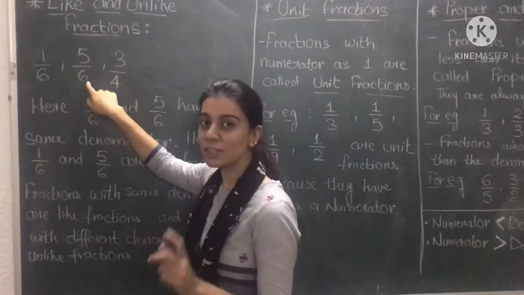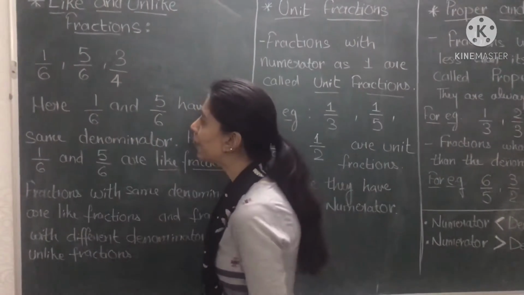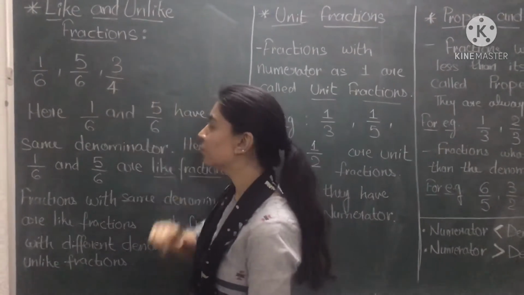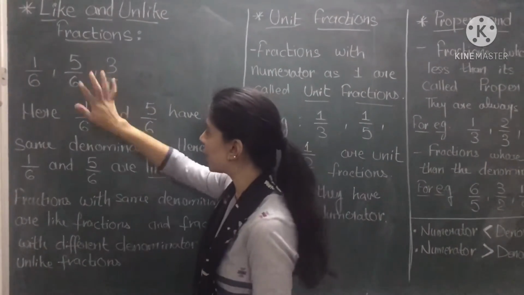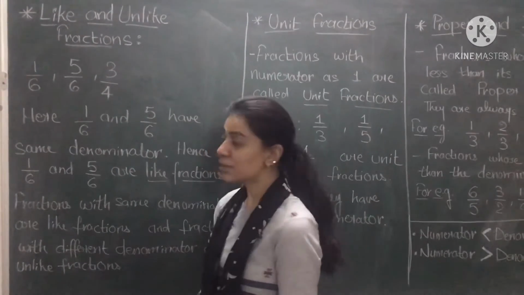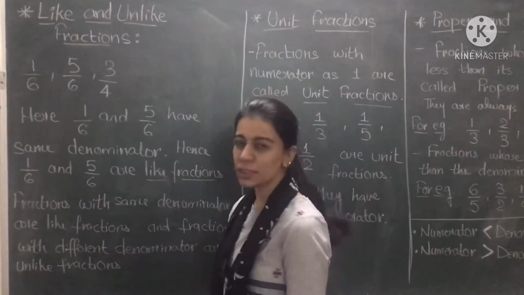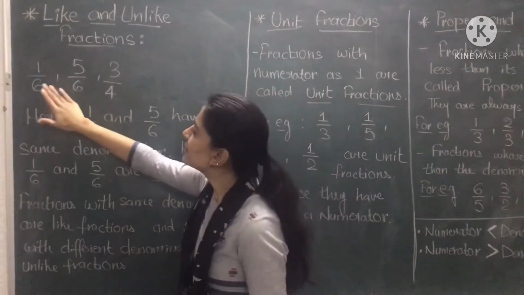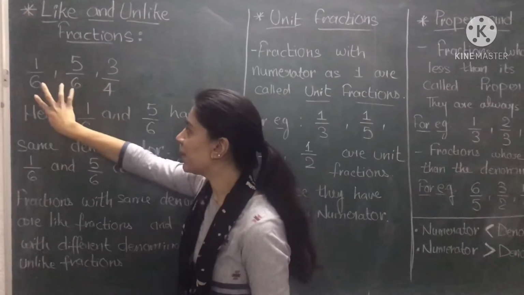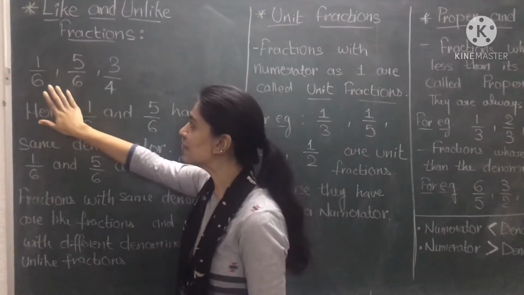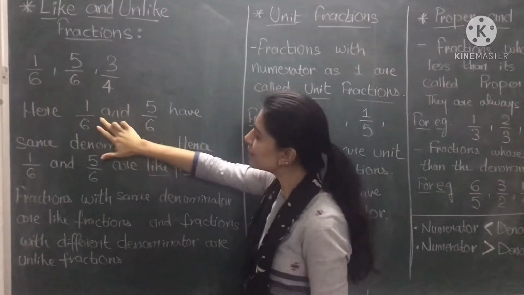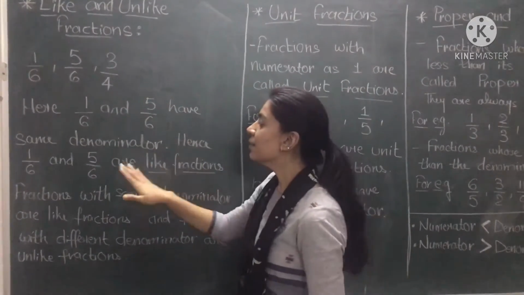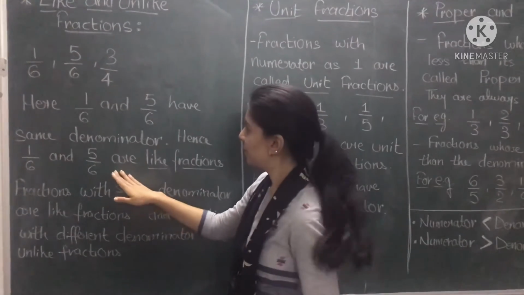In both the fractions the denominator is 6. Now compare the last two fractions, that is 5 by 6 and 3 by 4. What did you observe out of these two fractions? In both the fractions the denominators are different as well as the numerators. Now let us look at the first and second fraction only, in which the denominator is the same, that is 6. Here 1 by 6 and 5 by 6 have the same denominator, hence they both are like fractions.